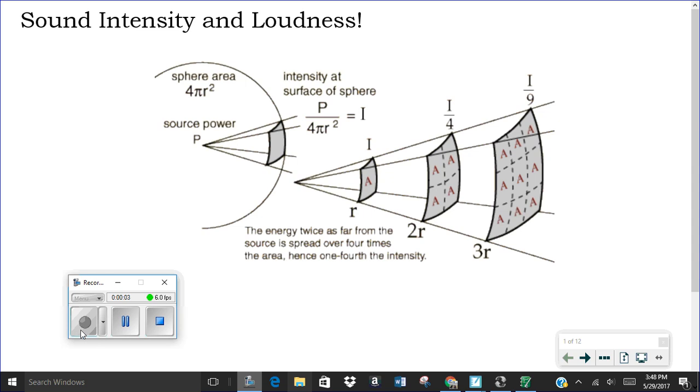In this video, we are going to look at sound intensity and its corresponding perceptual trait of loudness. We're going to attempt to answer the question why sound seems to get quieter the further away you are. So you have actually seen the equation for intensity before.